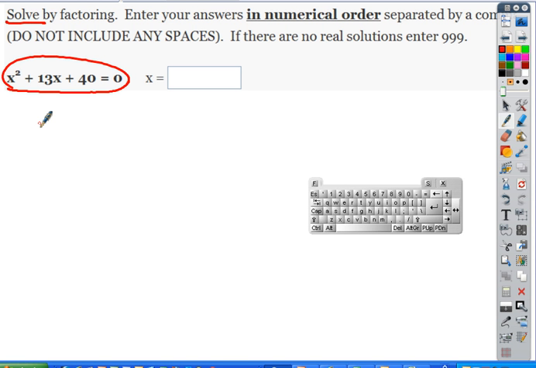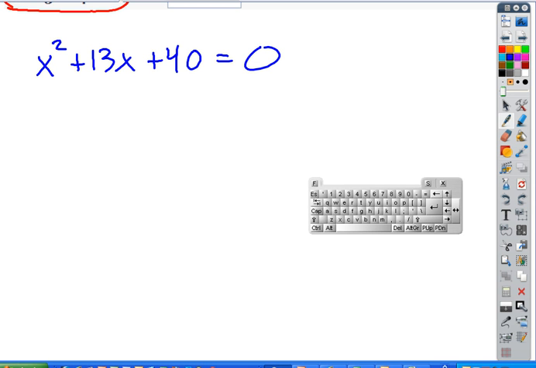Okay, so how did we do that? We took the equation x squared plus 13x plus 40 equals 0. And what was our strategy here? Where did the factoring part come in? Yeah, remember what we said.